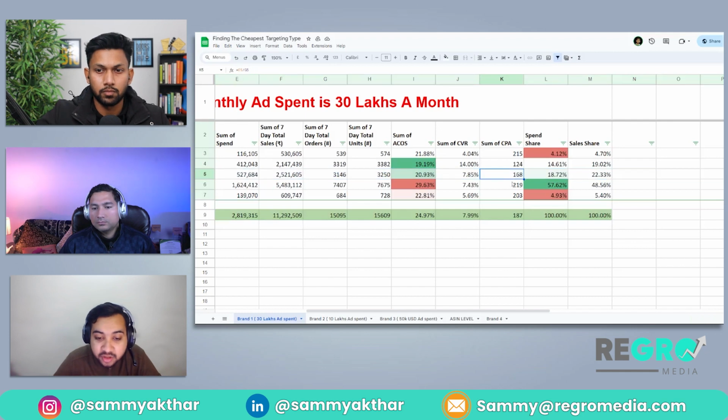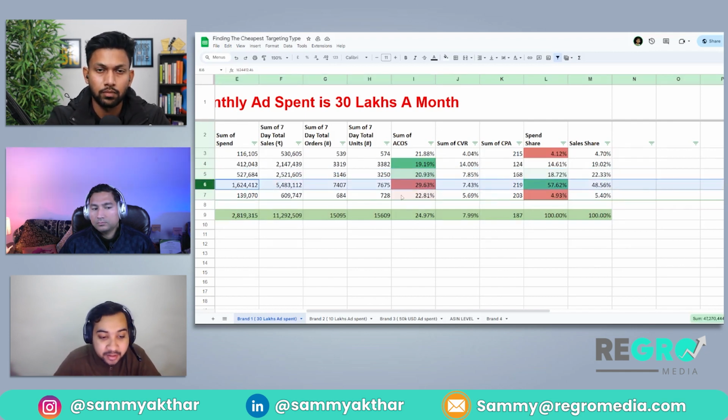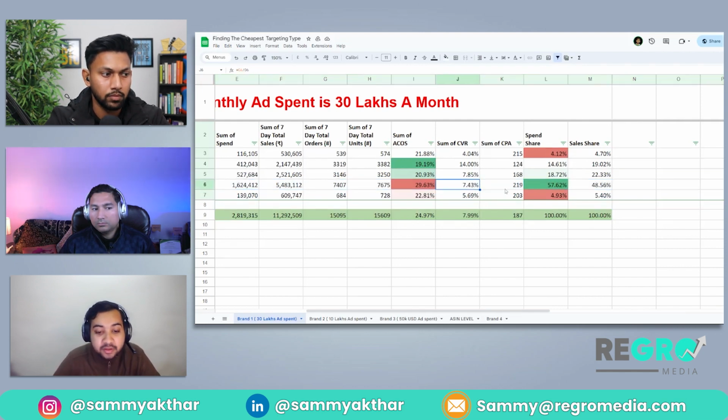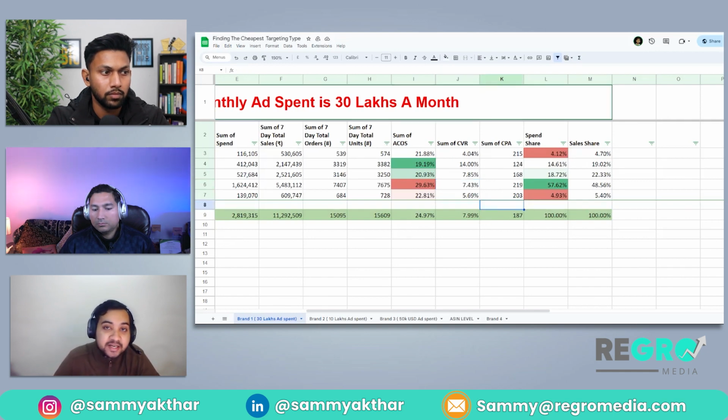Just look at the cost per acquisition. We have the highest CPA in the exact match type, regardless of the fact that we are spending most of the budget on it, and we are generating most of the sales through it. So this is something that we really need to look at, because determining when to use a certain match type is really, really hard for the sellers sometimes.